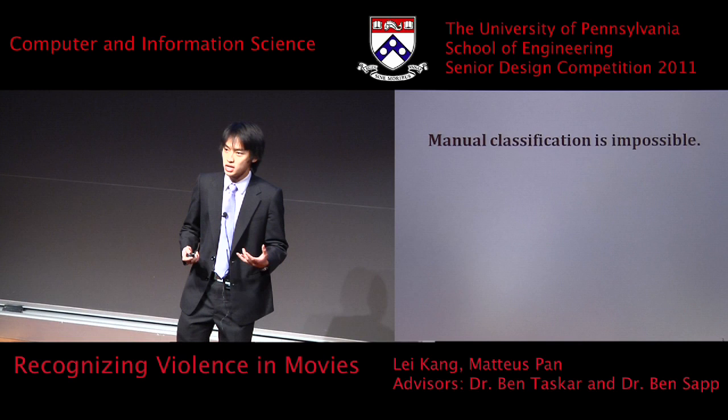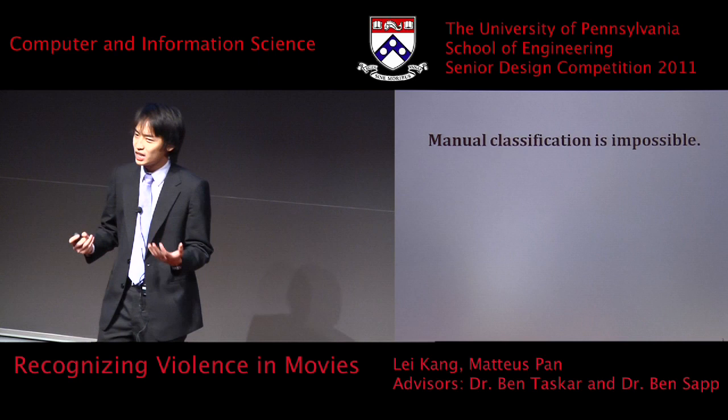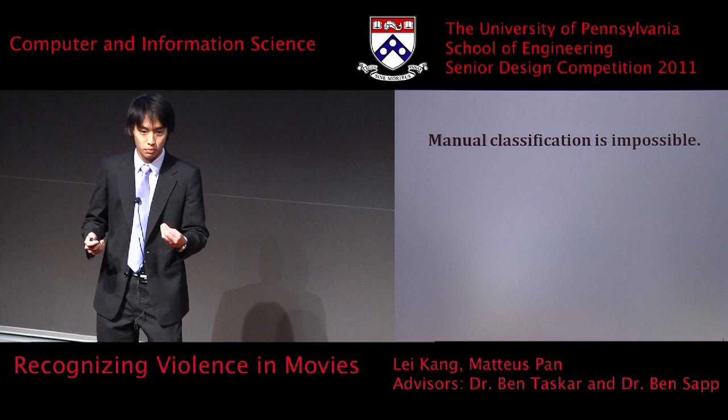So what does that mean? That basically means that manual classification is practically impossible. Now, why is classification even important at all? Classification becomes really important when we have the issue of censorship, where we need to automatically filter out offensive content.